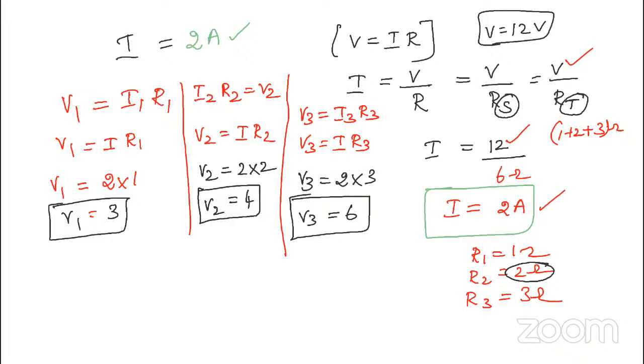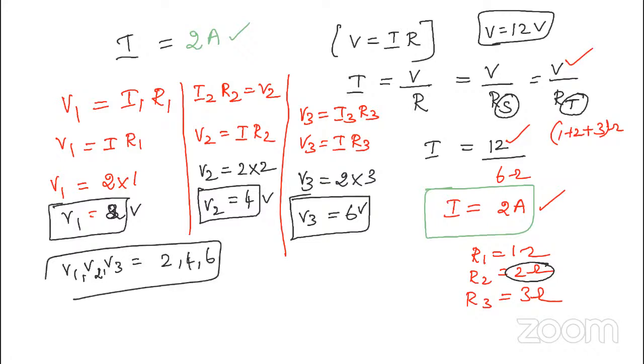Okay. So here all our potential values are represented in volts. So the answers are V1, V2, V3, which should be is equal to 2, 4, 6. Okay. Yes, for V1 it is 2 volts.